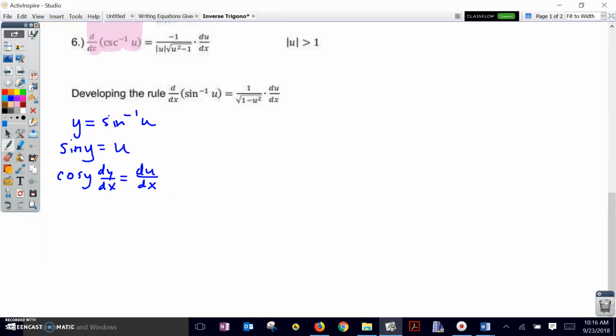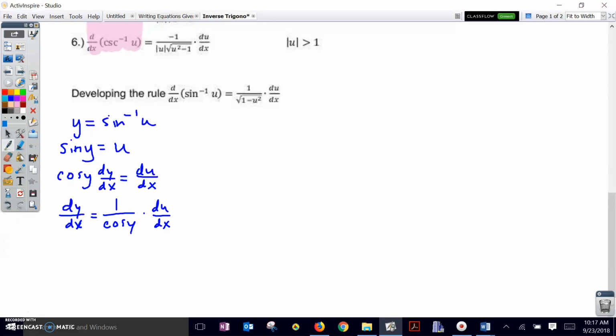Alright, and now I want dy dx. So dy dx is going to be equal to 1 over the cosine of y times du dx. Now writing this as 1 over cosine of y does us no good, because y was a variable that I introduced in order to set the inverse sine equal to something. I want this derivative rule to be strictly in terms of u and du dx, so I need to get cosine of y in terms of u.